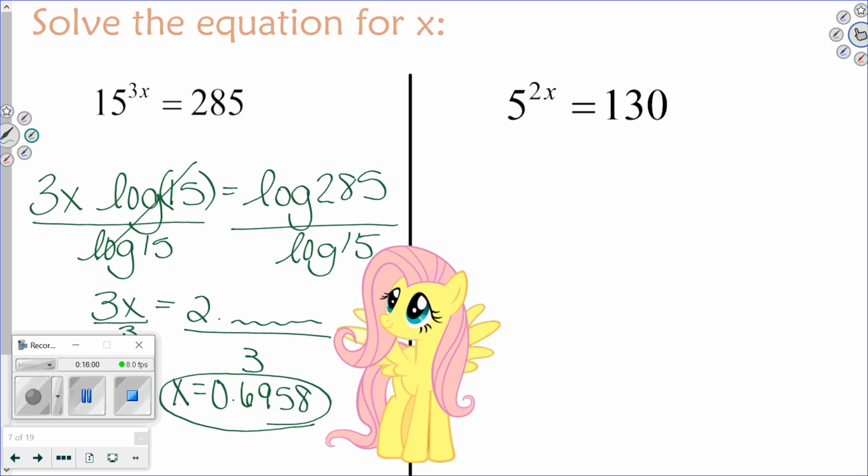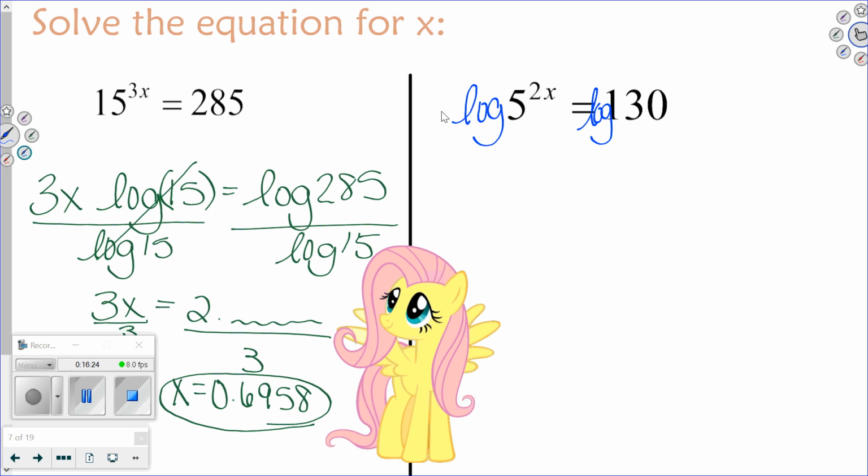All right, so the next one, 5 to the 2x equals 130. I cannot rewrite 5 and 130 to be the same base. Or even if you could, this method still works. Okay, we're going to take the log of both sides. Now, every year I have some students who only do log on one side, and that's not going to work, right? We have to keep them balanced. We got to do the same thing to both sides.